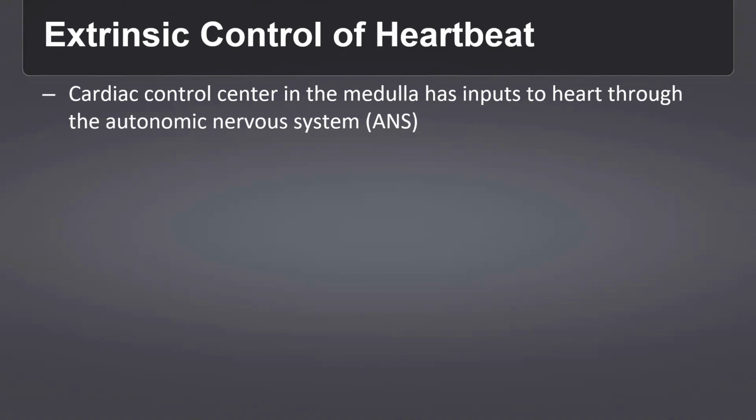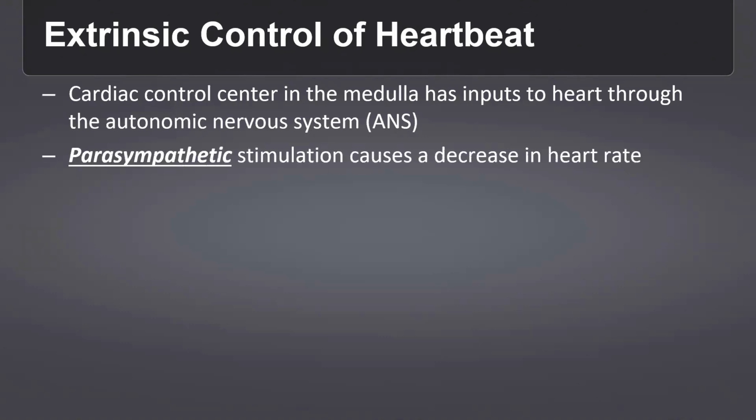Digestion happens automatically. You don't have to think, okay, stomach, break down my sandwich that I just ate. It just happens, and that's part of the autonomic nervous system. You also don't have to think to make your heart beat. The autonomic nervous system sends signals to control your heart rate as opposed to making it beat. So while the heart can make itself beat, the medulla in the brain can control the rate. The first thing is parasympathetic stimulation, which causes a decrease in your heart rate.